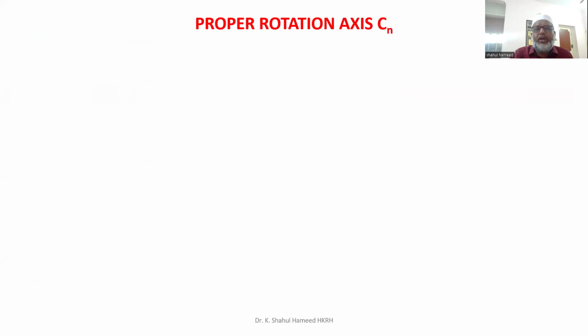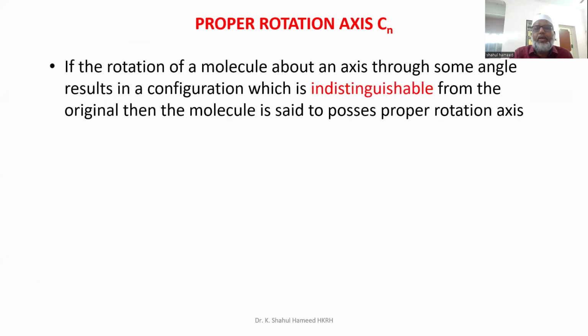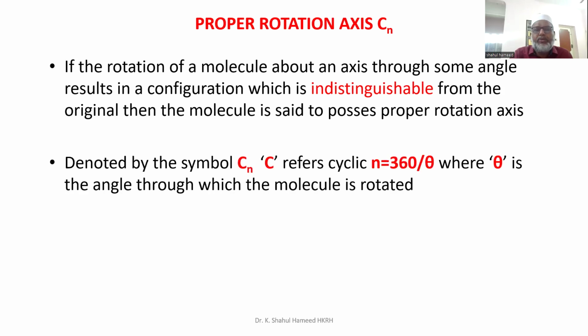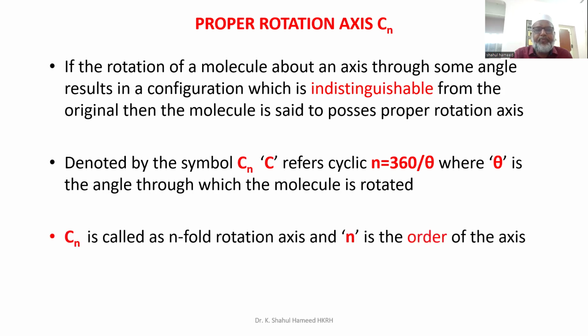What is proper rotation axis of symmetry? The rotation of a molecule about an axis through some angle results in a configuration which is indistinguishable from the original structure. Then the molecule is said to possess proper rotation axis of symmetry. It is denoted by the symbol Cn. C refers to cyclic. n is equal to 360 divided by theta, where theta is the angle through which the molecule is rotated. Cn is called n-fold axis of symmetry. n is the order of the axis.